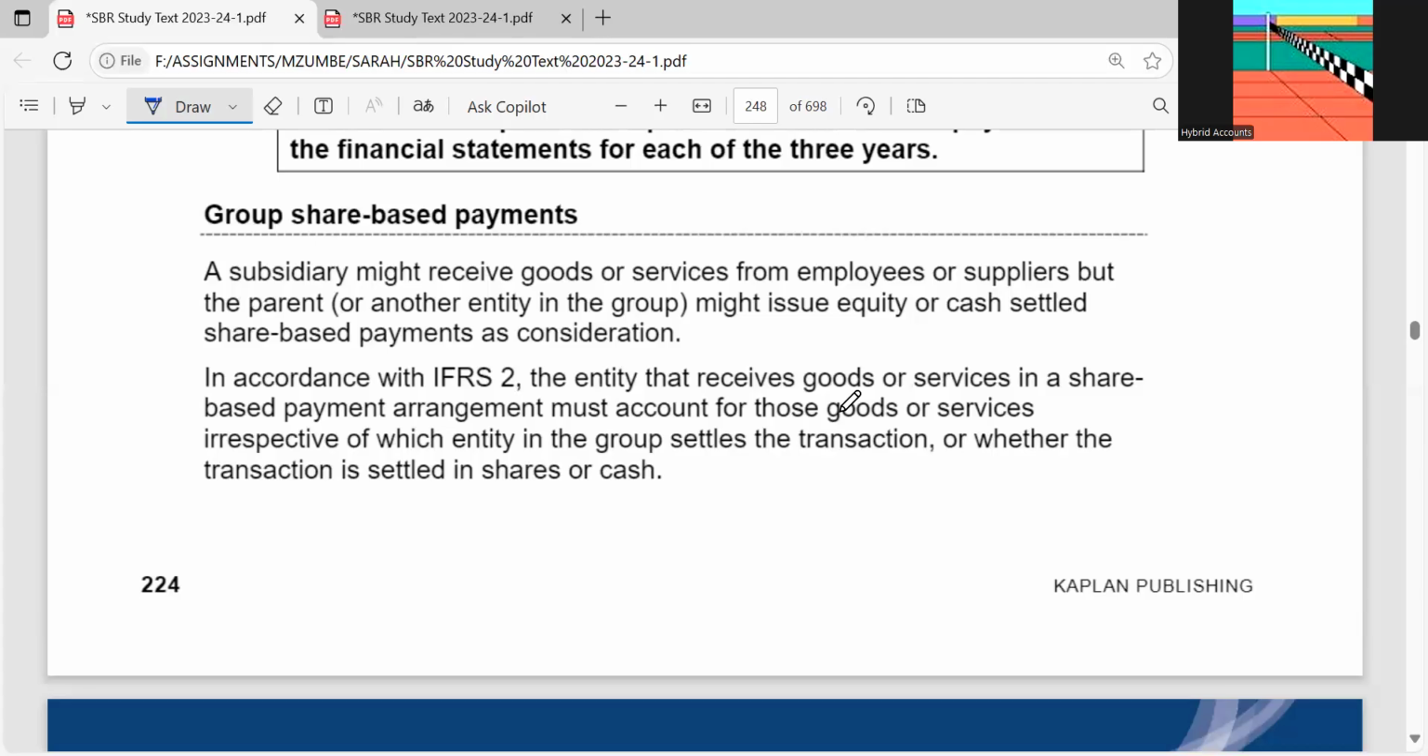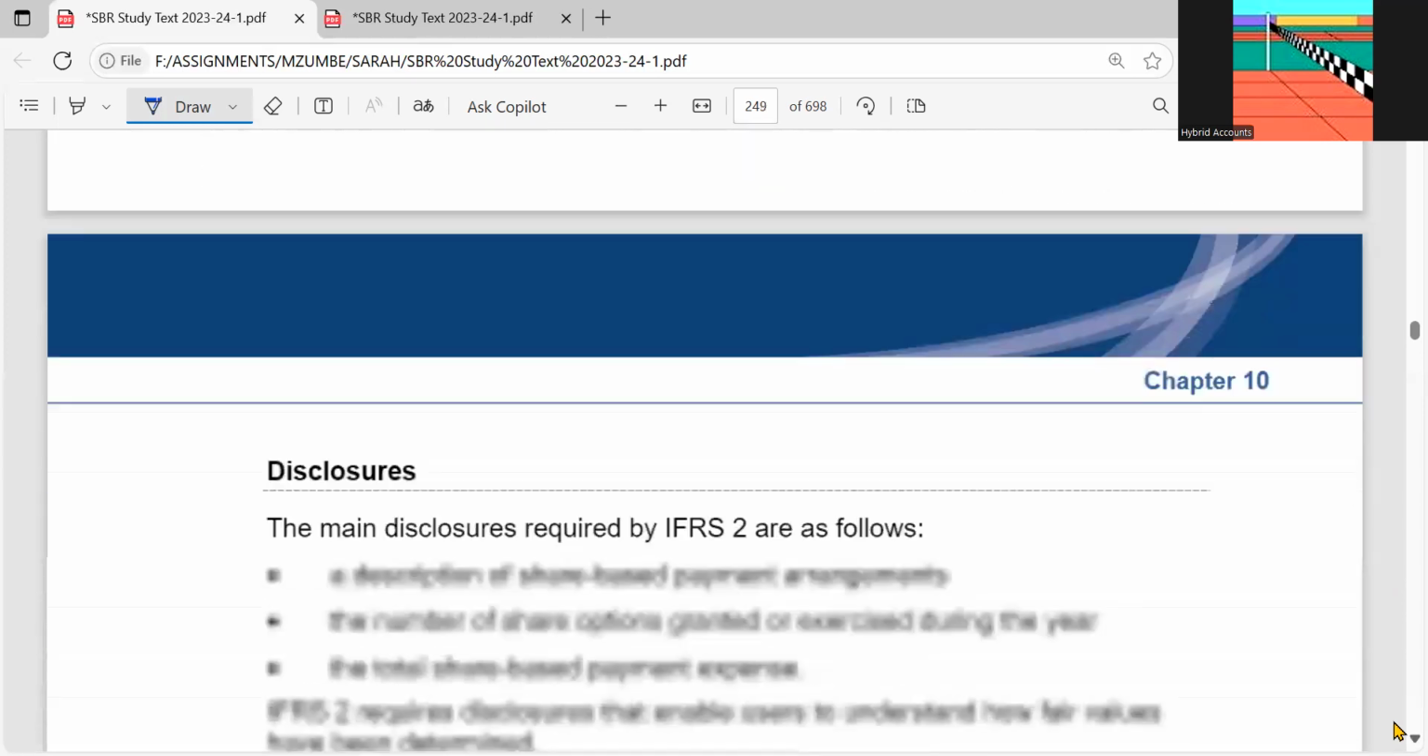Should we consider them on the side of the subsidiary or on the side of the parent? Now, as per IFRS 2, the entity that received these goods or services in a share-based payment arrangement must account for those goods or services irrespective of which entity in the group settles. It makes sense, right? Even if it is the company that settled, the specific entity that received the goods or services should account for that. It's a very important point to note. Whether the transaction is settled in shares or cash, it won't matter. So if the subsidiary received those goods, it is the subsidiary that should deal with that, regardless of whether it's the parent that paid or not, right?